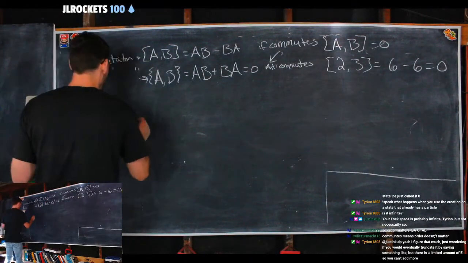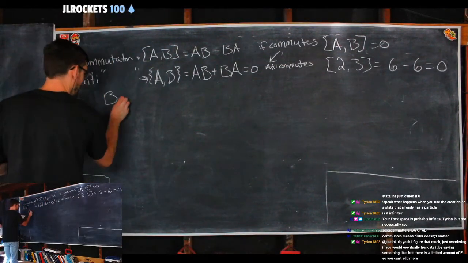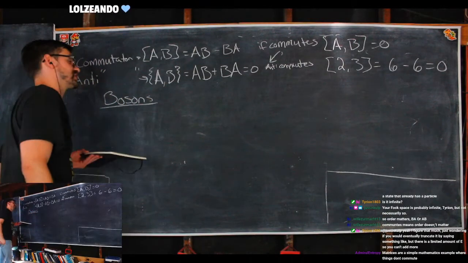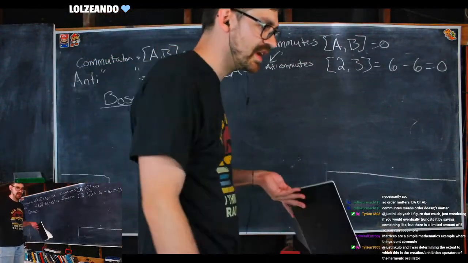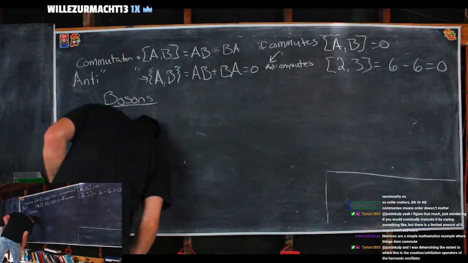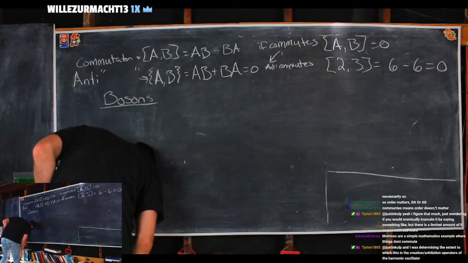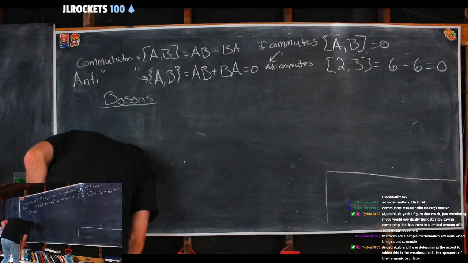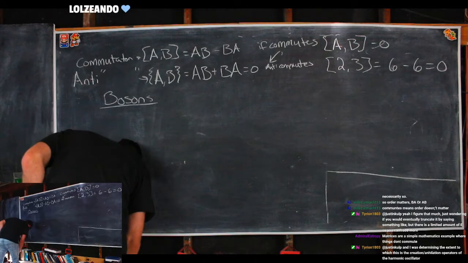Let's talk about them. We can make a little table even for separate statistics, where you have bosons, which is like your photons, your gravitons, all your different other particles. Order matters, BA or AB, exactly. Commutes means order doesn't matter. Well put, Will, definitely. Matrices are simple mathematics examples for if they don't commute, yeah.